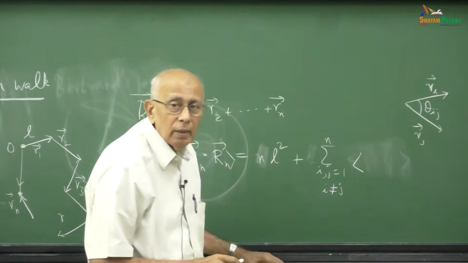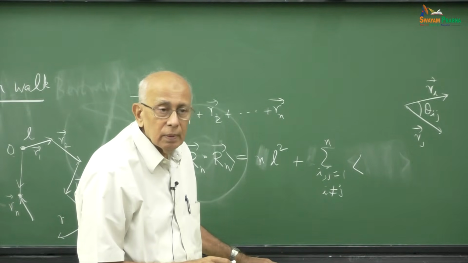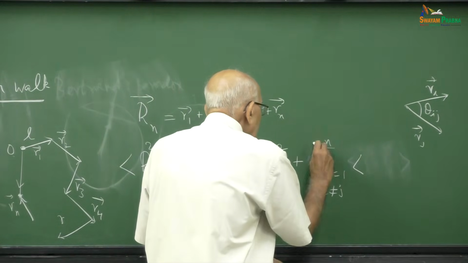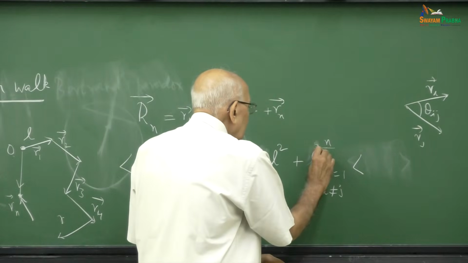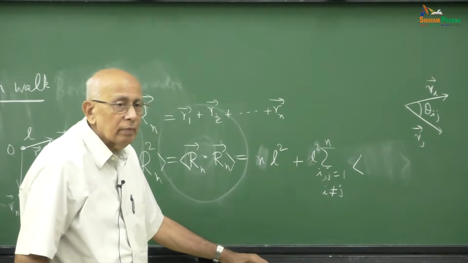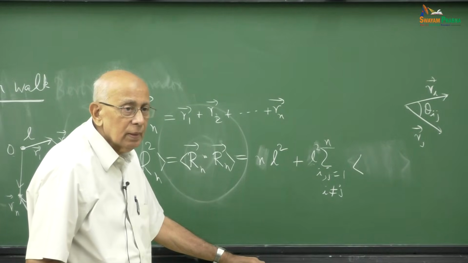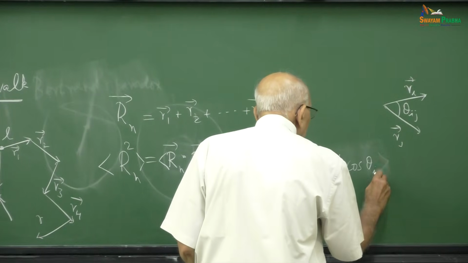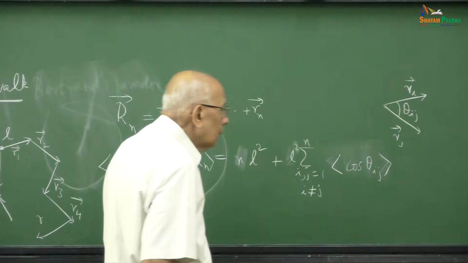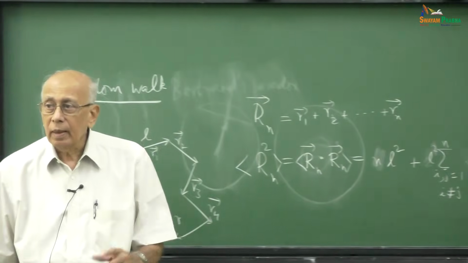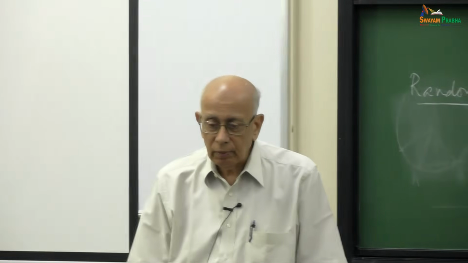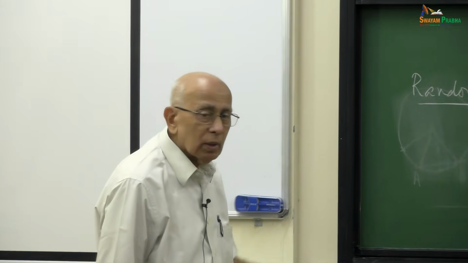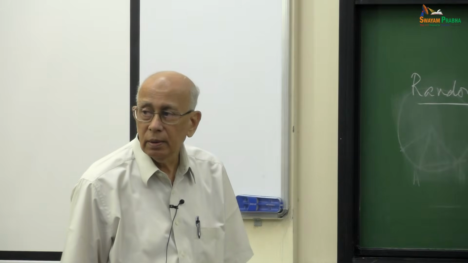the magnitude squared. What's the square of the magnitude? l squared. That's a constant. That l squared is a constant. So it comes out of the summation times the average value of cos theta_ij. That's a random variable because in different realizations of the walk, theta_ij would be different in general. And we want the average value of this cos theta_ij. What should I do next?